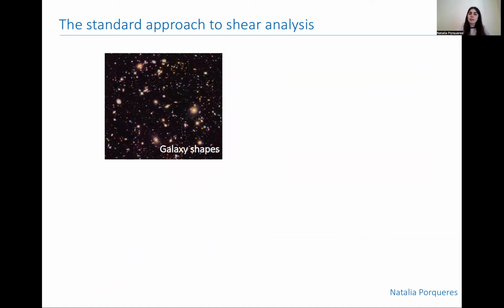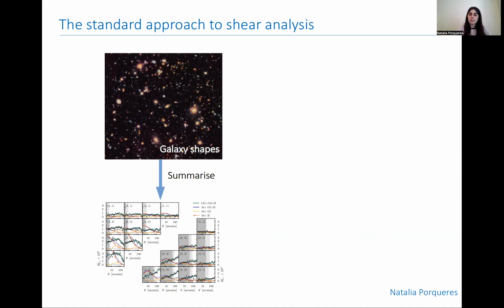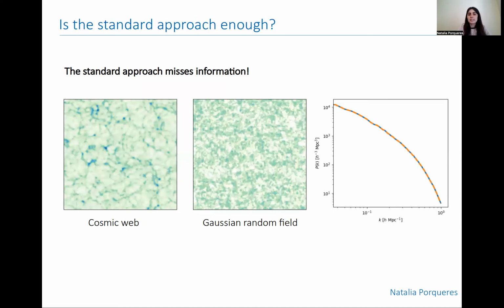Okay. So the standard approach to analyze all these galaxy images is to take all the galaxy shapes and compress them, summarize them into a set of functions. Very often only the two-point correlation function or the power spectrum. Studying correlation functions and power spectra has brought us a long way in cosmology. But now, with the new surveys coming in the next few years, we need to start asking the question of whether, by compressing all the galaxy shapes into just two-point statistics, we can capture all the information that is there in the data. And the answer is no. The standard approach misses a lot of information.